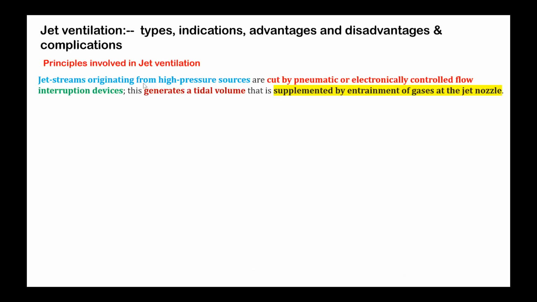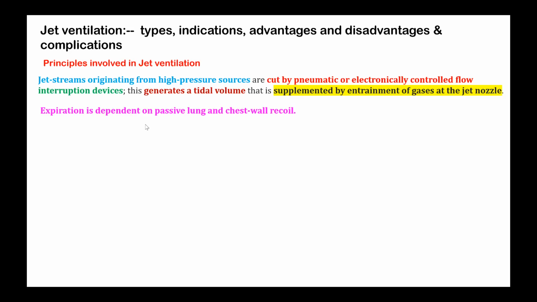So, jet ventilation: types, indications, advantages and disadvantages. Initially itself, you first have to say the principle. Jet streams originating from high pressure sources are cut by pneumatic or electronically controlled flow interruption devices, and that generates a tidal volume, and that can be supplemented by entrainment of gases at the jet nozzle. So the Venturi principle is involved in that. That has to be mentioned in the beginning of the answer itself.